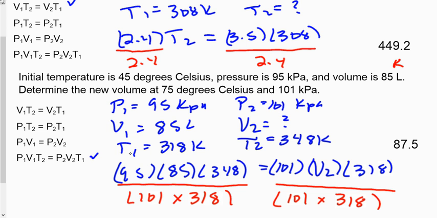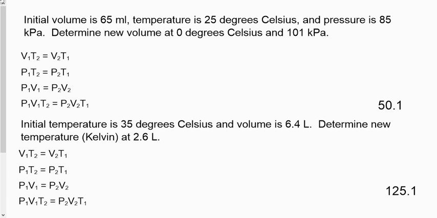So mathematically I'm going to do 95 times 85 times 348 divided by, open my parenthesis, 101 times 318, close parenthesis, hit equals. End up with 87.5. And that looks to me like it will be a liter's value because that's what we had initially listed there. Hopefully this is making good sense, and we will just quickly finish the remaining three. The pattern doesn't change at all. We're just putting numbers into equations.